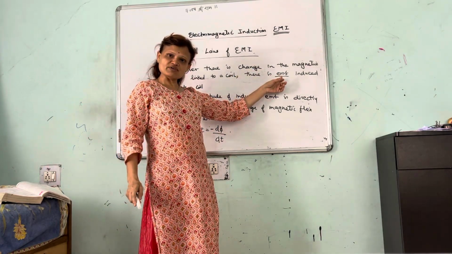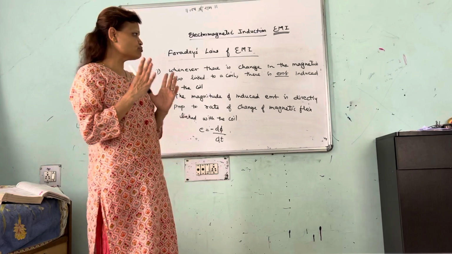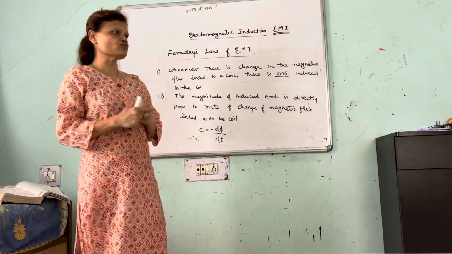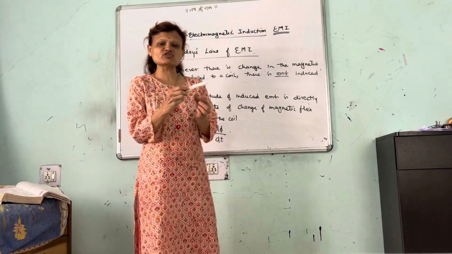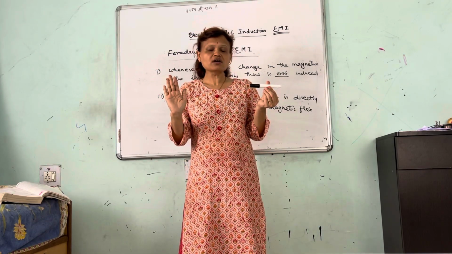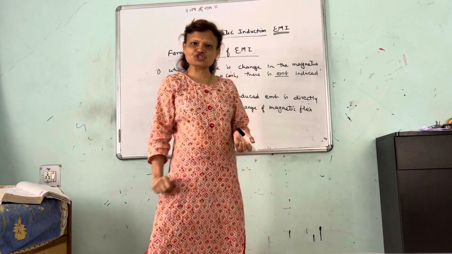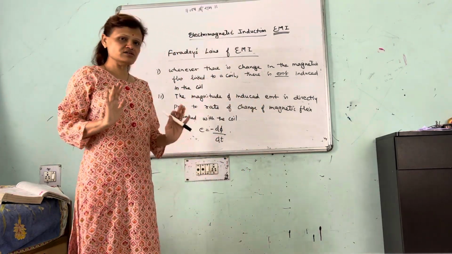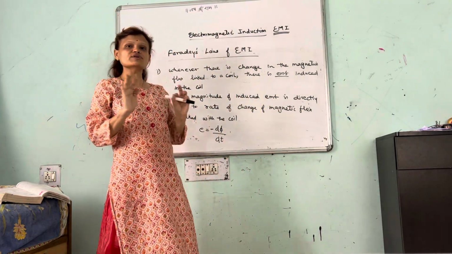I studied about EMF in current electricity. Voltage is produced, due to which there is current flow. And when there is no change, meaning we don't move anything, relative motion has to be there. The coil is stationary, the magnet is stationary. At that time there is no change in the flux, and that's when no EMF is induced.